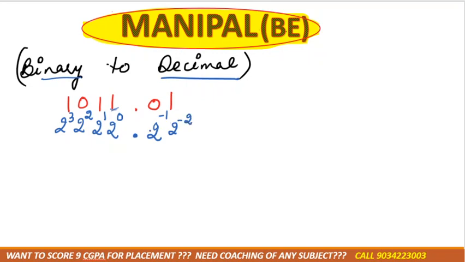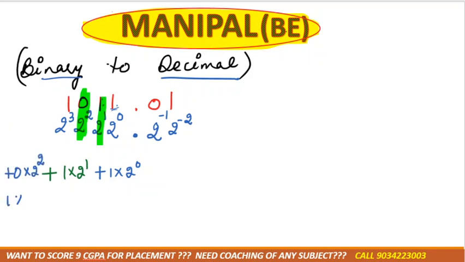Now simply what we need to do is multiply these terms and then add them. That means 1 into 2 raised to power 0, plus 1 into 2 raised to power 1, then add 0 into 2 raised to power 2, then add 1 into 2 raised to power 3. Then after the point, 0 into 2 raised to power minus 1 plus 1 into 2 raised to power minus 2. Correct?